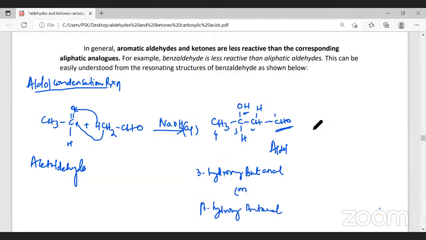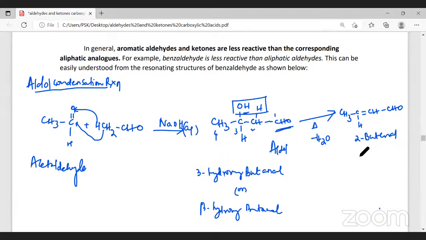When you heat, this H and OH get eliminated as water. When H and OH get eliminated as water, we have CH3, CH, here a double bond will be formed, and you have CH and CHO. This molecule is called 2-butenal. The common name for this molecule is crotonaldehyde.